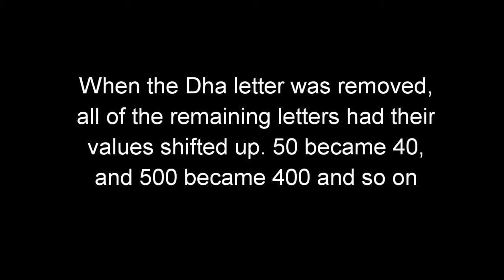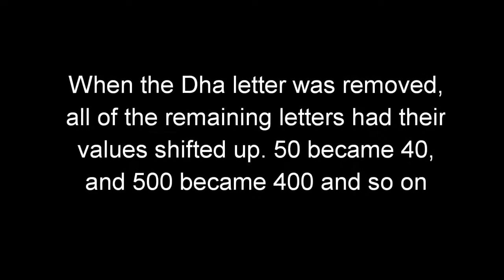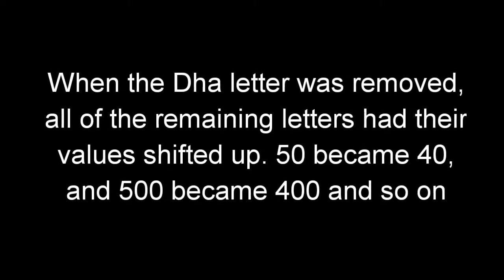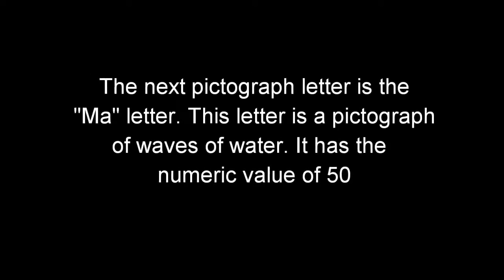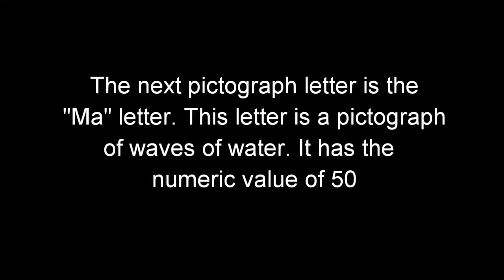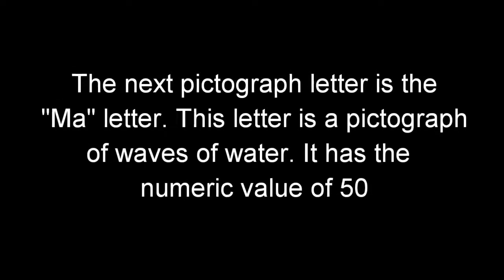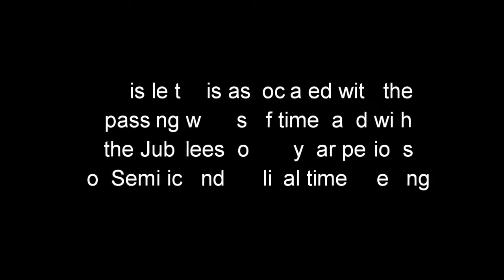When the Da letter was removed, all of the remaining letters had their values shifted up. 50 became 40 and 500 became 400 and so on. The next pictograph letter is the Ma letter. This letter is a pictograph of waves of water. It has the numeric value of 50. This letter is associated with the passing waves of time, and with jubilees or 50-year periods of Semitic and biblical timekeeping. Here is a picture of the Ma pictograph letter, and its numeric value and sound.